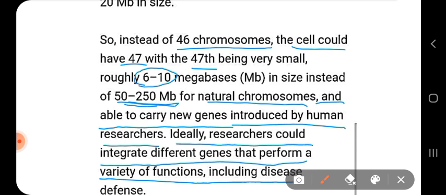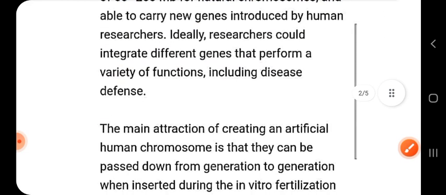Further, we have previously spoken about gene augmentation therapy and gene inhibition therapy. So we are also applying that same technique by using this artificial chromosome as a vector. So here we are using this artificial chromosome as a vector, as a carrier molecule.